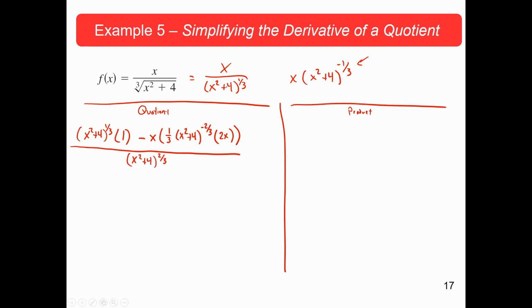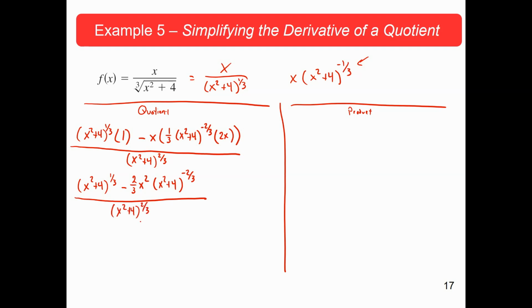If we square that, that would be 1/3 times 2, which is 2/3. So on the top, we have x squared plus 4 to the 1/3 minus, we're going to multiply 2 times 1/3 gives us 2/3 x squared. As everybody can see, we've got an x, we've got an x, we've got a 2 and a 1/3 times x squared plus 4 to the negative 2/3. All this over x squared plus 4 to the 2/3.